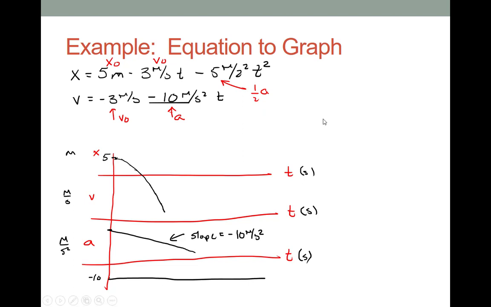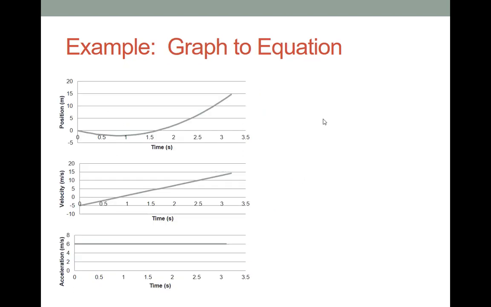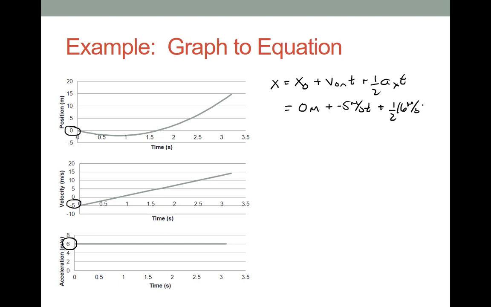I can also work these problems the other way and start with the graphs and bring out the equations. So the first thing I'm going to notice is the acceleration is 6. The initial velocity is negative 5, and the initial position is 0. Knowing those values, I can plug into the equations. So the initial position is 0. The initial velocity was negative 5. And the acceleration is 6. And I forgot the square here.